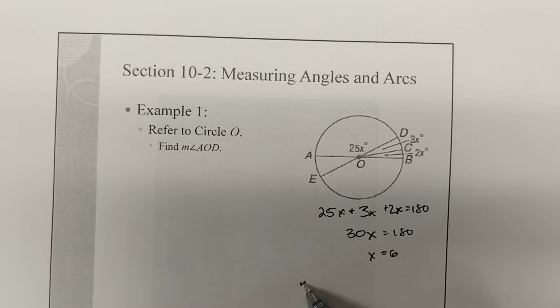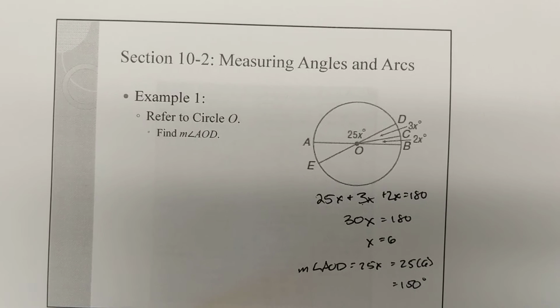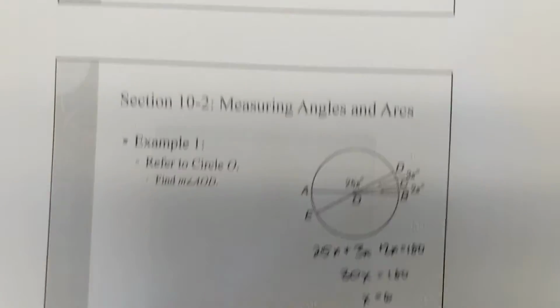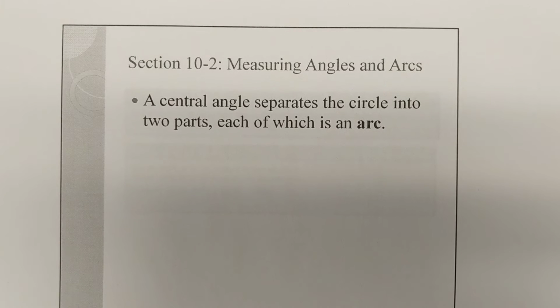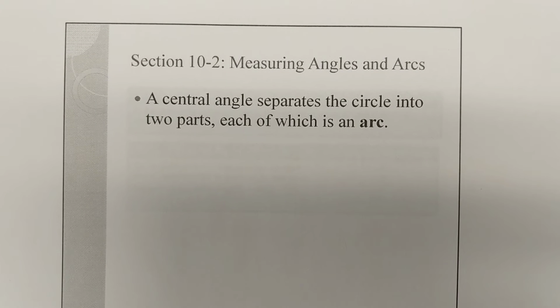Then I can just plug it back in. So measure angle AOD is equal to 25x, which is 25 times 6, or 150 degrees. The central angle breaks a circle up into pieces called arcs. One is inside the angle and one is outside the angle, but they are still both referred to as arcs.